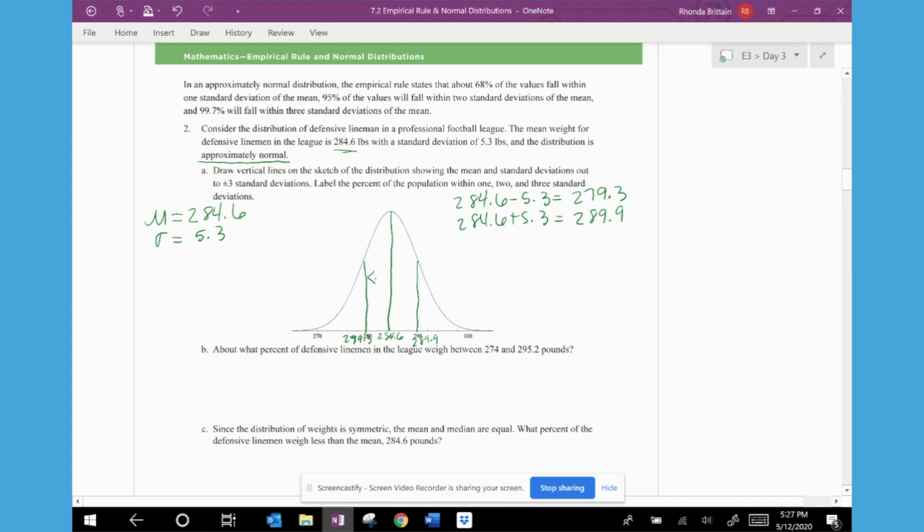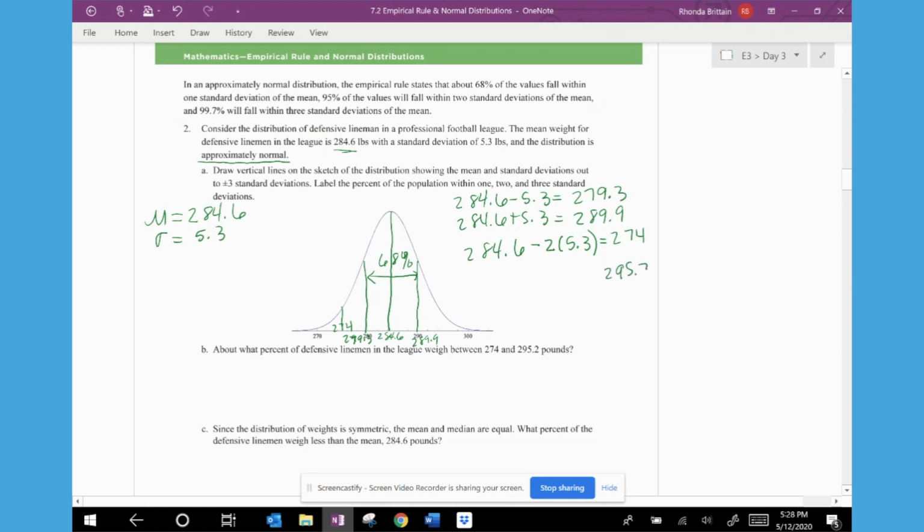Okay, so we know that based on the empirical rule that 68% of the data falls between those two values. Now, I would encourage your kids to go ahead and calculate each of the remaining values, but I'll show you the first calculation. If we subtract 2 standard deviations, so 2 standard deviations below the mean, we're going to get the number 274. That's going to be estimated about right here, 274. And if I add 2 standard deviations, I'm going to get the number 295.2.